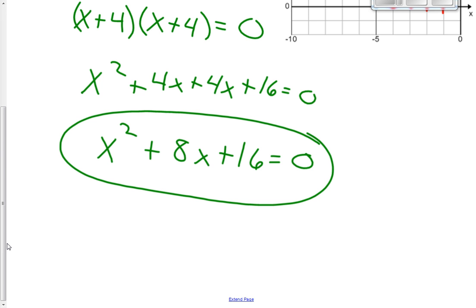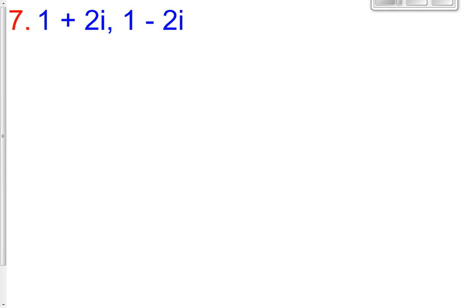Our last problem, definitely the trickiest one of the day. Pay very close attention to this. Our roots are 1 plus 2i and 1 minus 2i. These are what you called conjugate roots, imaginary conjugate roots, because one is a positive and one is a negative. And whenever we get imaginary roots, they will always come in complex conjugate pairs or imaginary conjugate pairs.